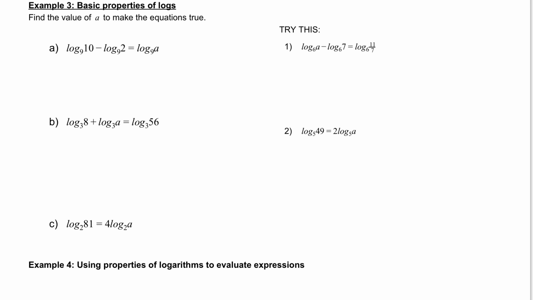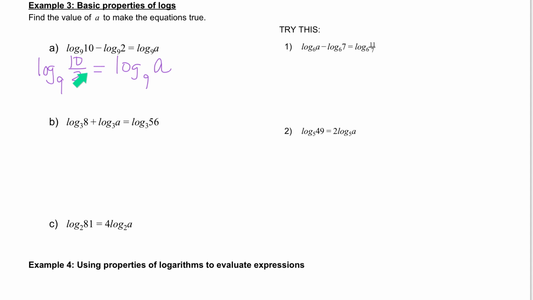If we take a look at letter A, we have the log base 9 of 10 minus the log base 9 of 2 equal to the log base 9 of A, and we're trying to figure out what A is. If we take a look at the left-hand side, these logs both have the same base, so we can use our property that if we subtract 2 logs with the same base, we can divide what we're taking the logs of. So we would get the log base 9 of 10 divided by 2 equal to the log base 9 of A.